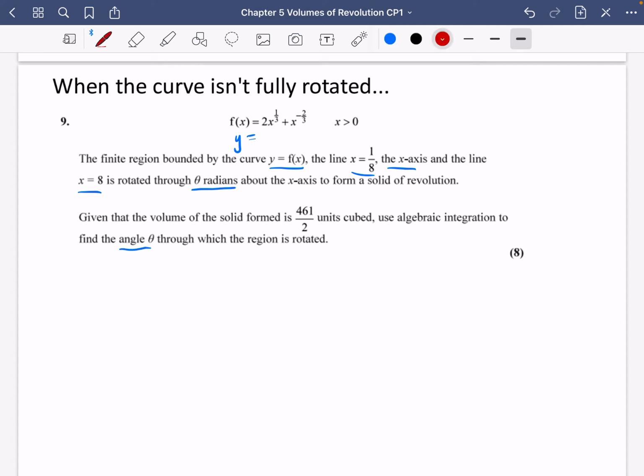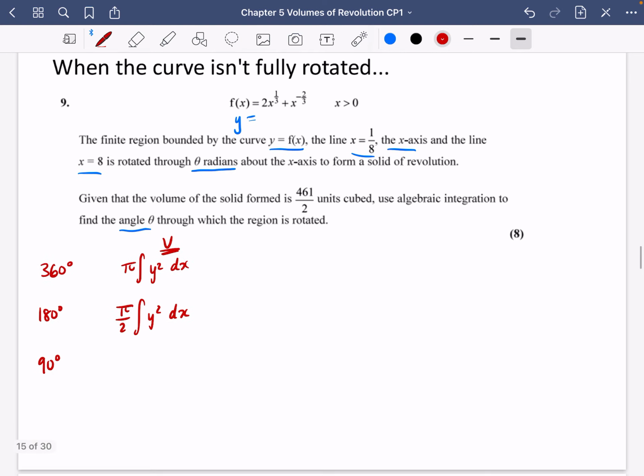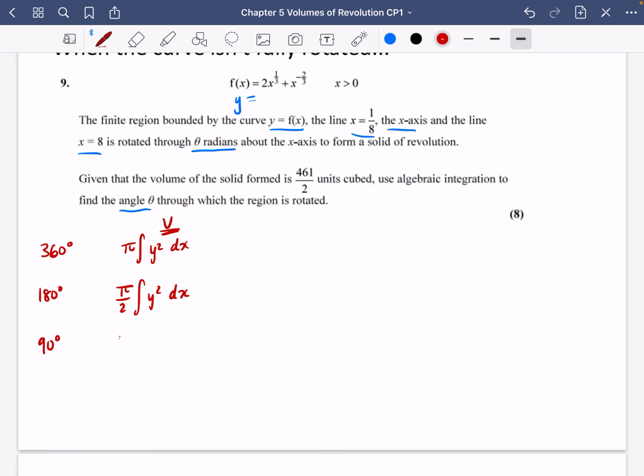Well, let's just quickly start off with some other ideas here. We know that when it is rotated a full 360 degrees, the volume is equal to, this is my volume of a cylinder, pi y squared dx. Well, let's say it was just rotated 180 degrees. It would be half of that. It would be pi over 2 y squared dx. What about if it was 90 degrees? Well, it'd be a quarter of the original one, so it would be pi over 4 y squared dx.